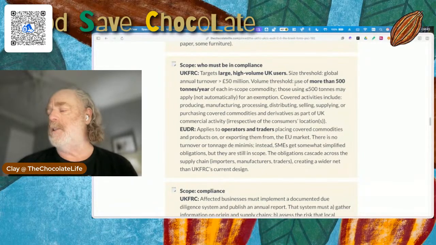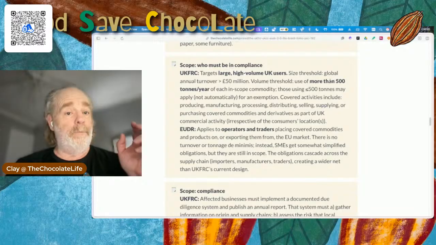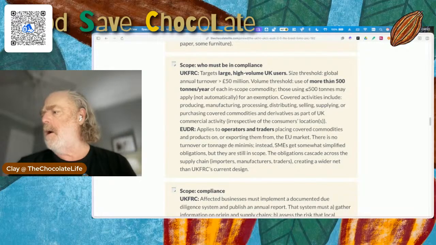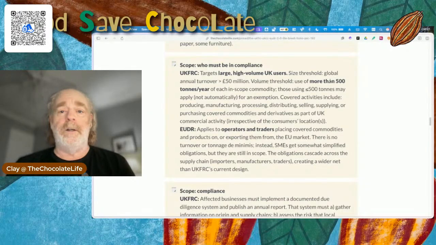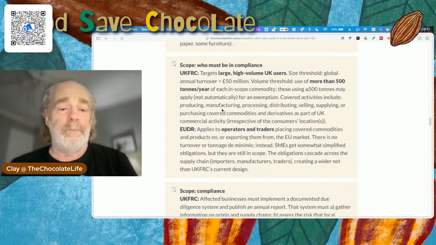For cocoa companies specifically, the volume threshold is 500 metric tons plus a year. So if you're processing more than 500 metric tons a year, you have to be in compliance. If you are less than 50 million pounds and you're processing fewer than 500 metric tons of cocoa, you can apply for an exemption, but the exemption isn't automatic. You must apply for it. And the covered activities include producing, manufacturing, processing, distributing, selling, supplying, or purchasing covered commodities and derivatives as a part of your UK commercial activity.